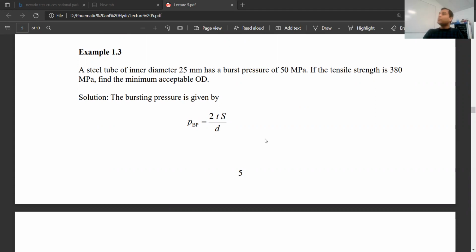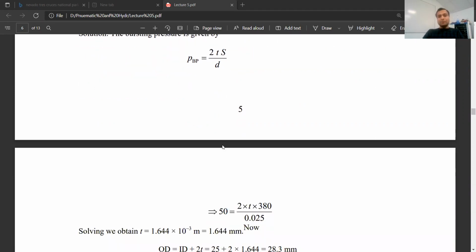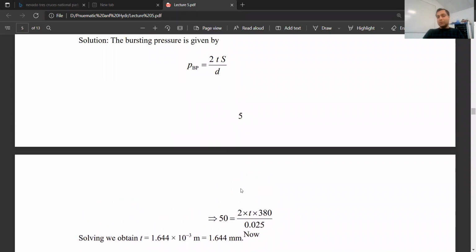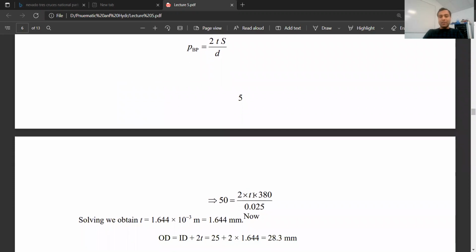Okay, we have the formula for the bursting pressure, 2Ts over D. Now we just put the values. The value for the bursting pressure is 50 mega, and the stress was 380. We have the diameter as 25, and the constant 2. So just rearrange and find the T. If you leave the diameter as 25, you will get an answer in millimeters. So it's up to you if you want to convert it.